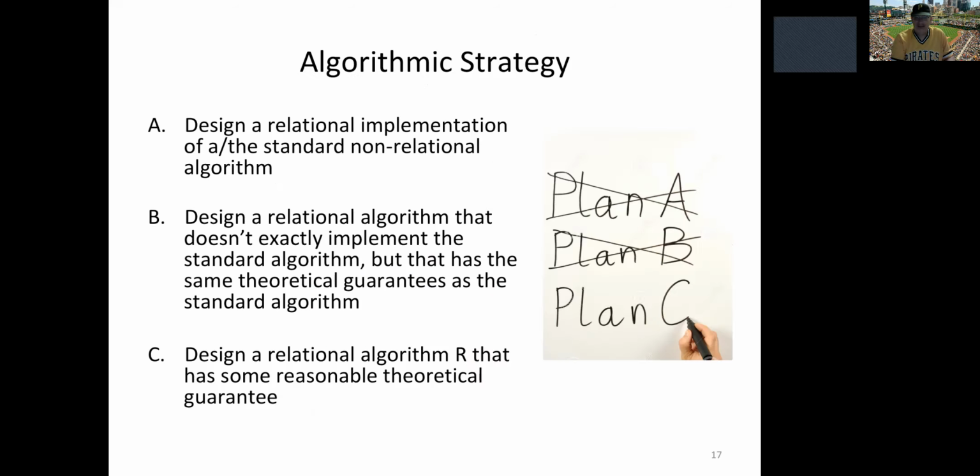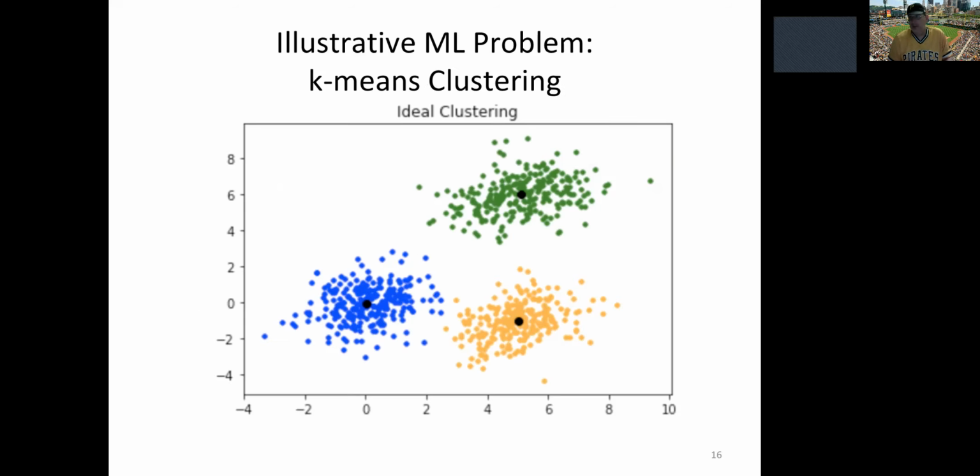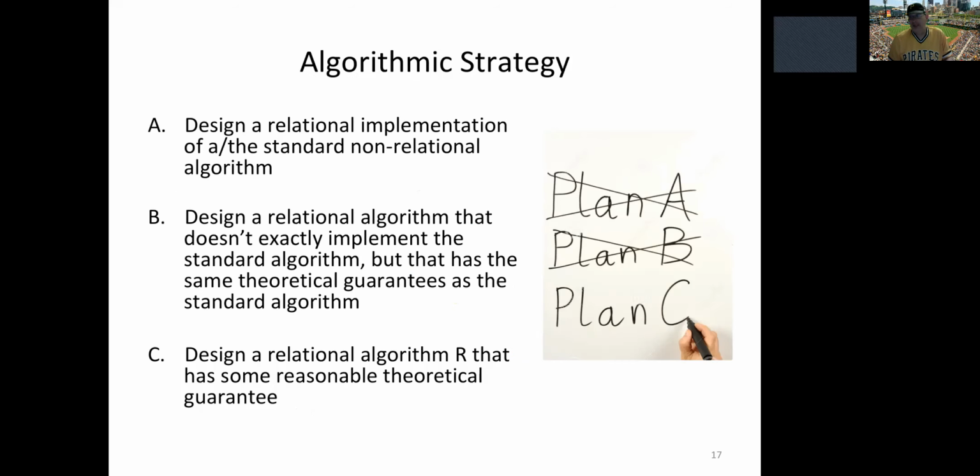All right. So in this paper, we implement that plan in the context of k-means clustering. Okay. So here's our strategy when we're approaching the development of relational algorithms for k-means. Okay, we have a plan A and a plan B and a plan C.